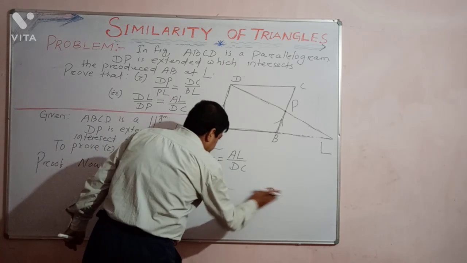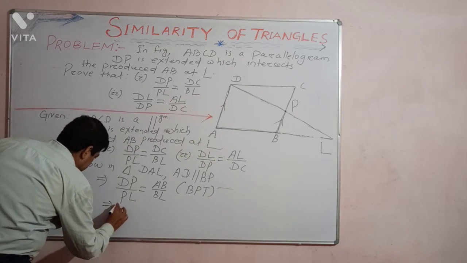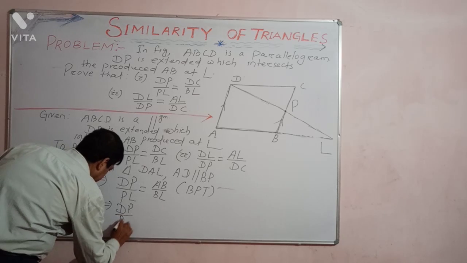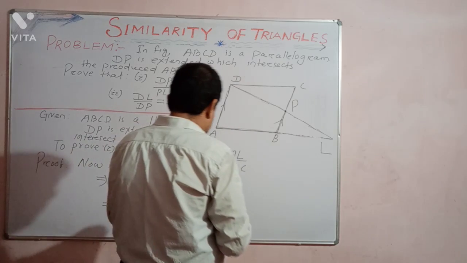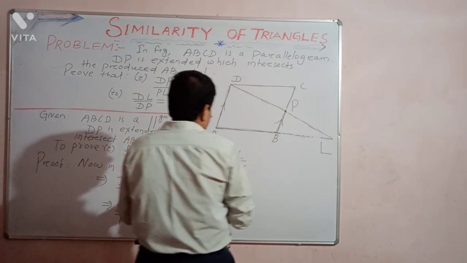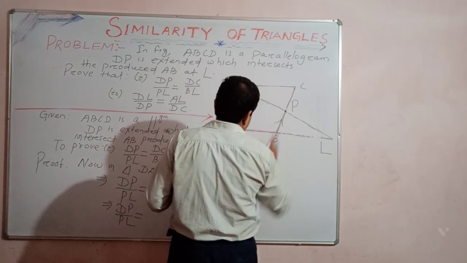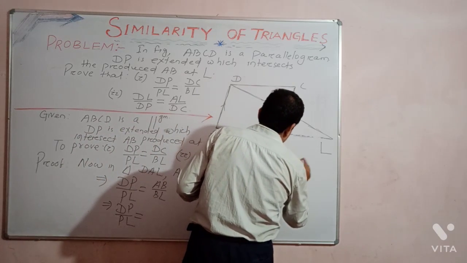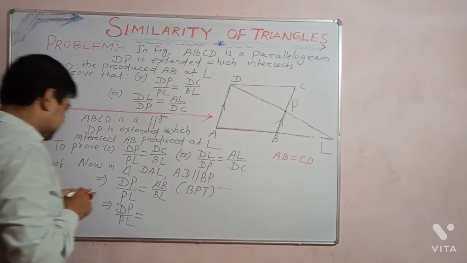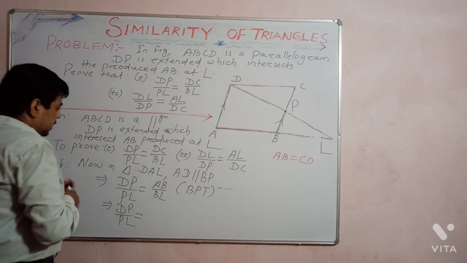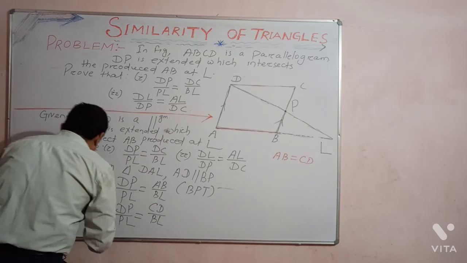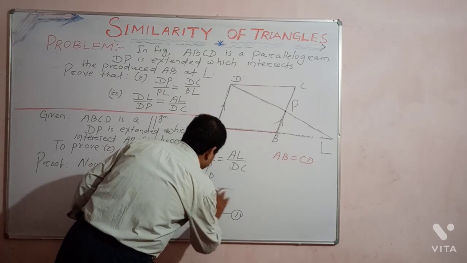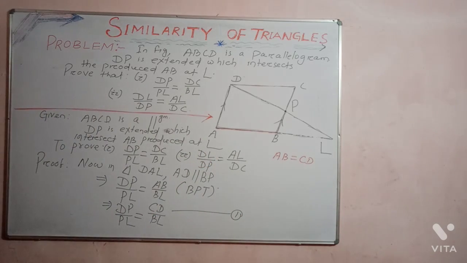Again, you can rewrite this. That implies DP upon PL is equal to, now you see, we can write AB. Look here, AB is equal to CD, opposite sides are equal. So in place of AB, I can write CD. So CD upon BL. This is the first point we got: DP by PL is equal to DC upon BL. It's okay, students.